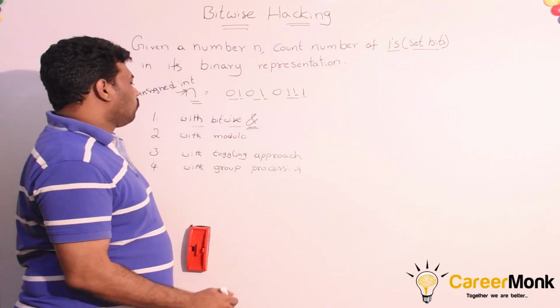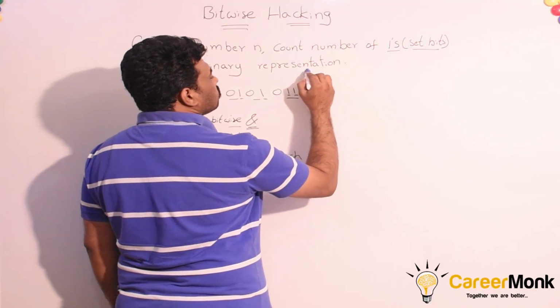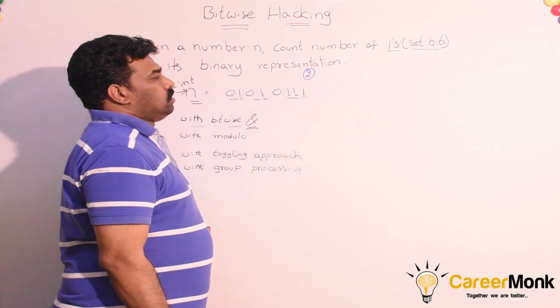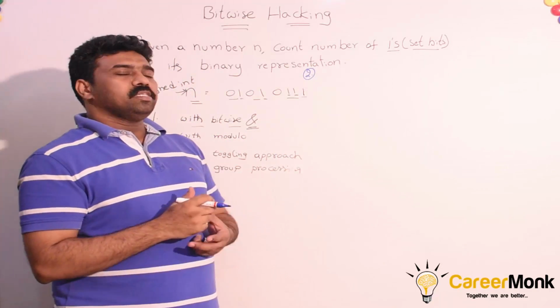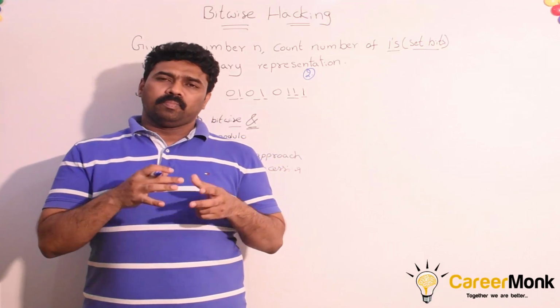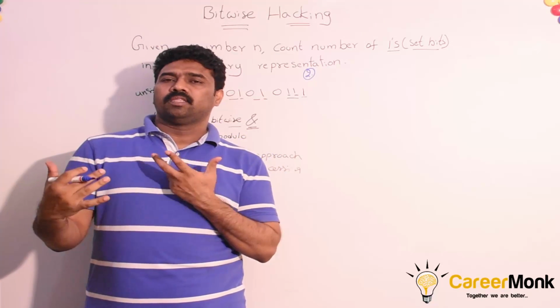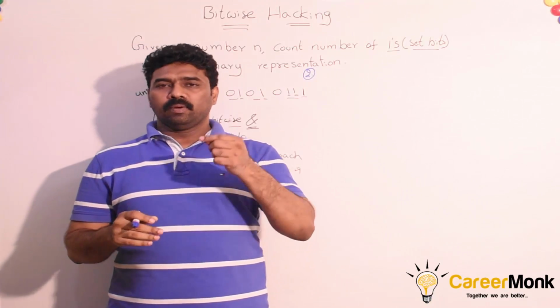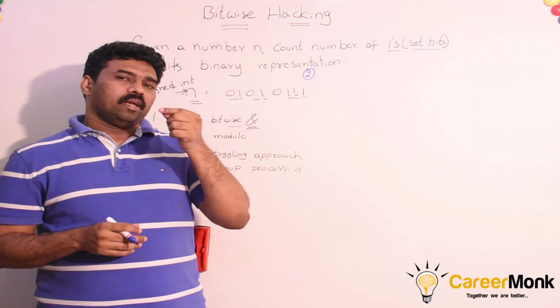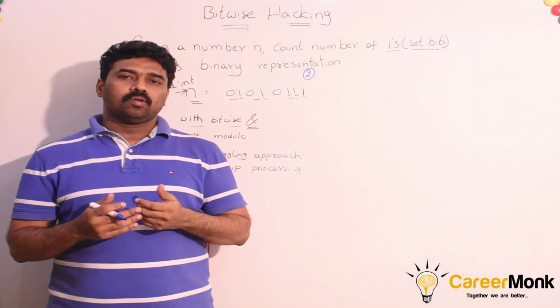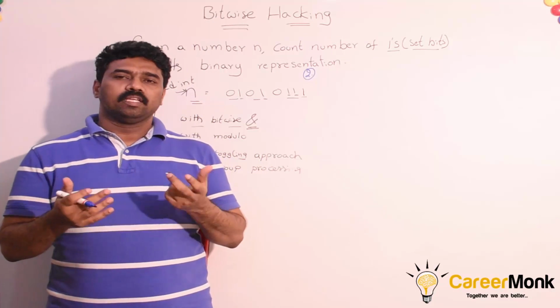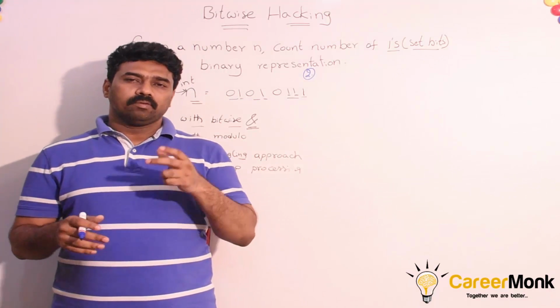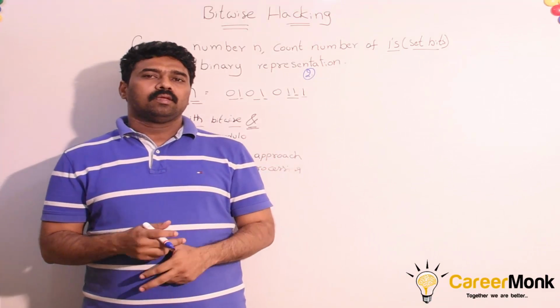Now let us see the second one, with the modulo operator. The idea behind this solution is pretty much along similar lines to how we convert a decimal number to binary. To convert a decimal number to binary, we keep dividing by 2, and if the modulo 2 is 0, we add 0 to the output. If it is 1, we add 1 to the output. That way we convert the decimal number to binary.